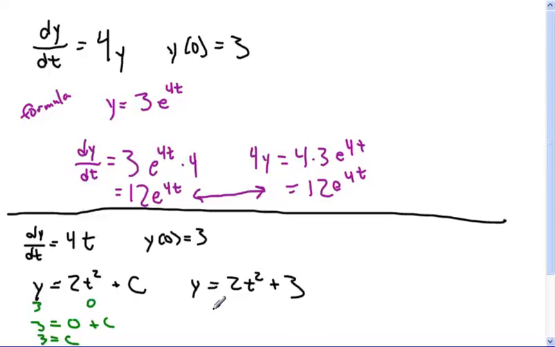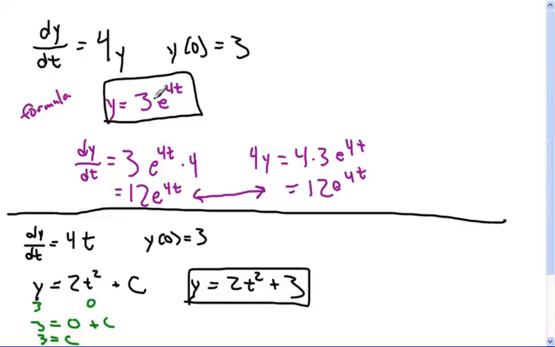So you see, a very different kind of formula here than we got up here. This is an exponential up here for dy/dt equals 4y. This is just a quadratic. This would just be a parabola for dy/dt equals 4t. Two very different situations.